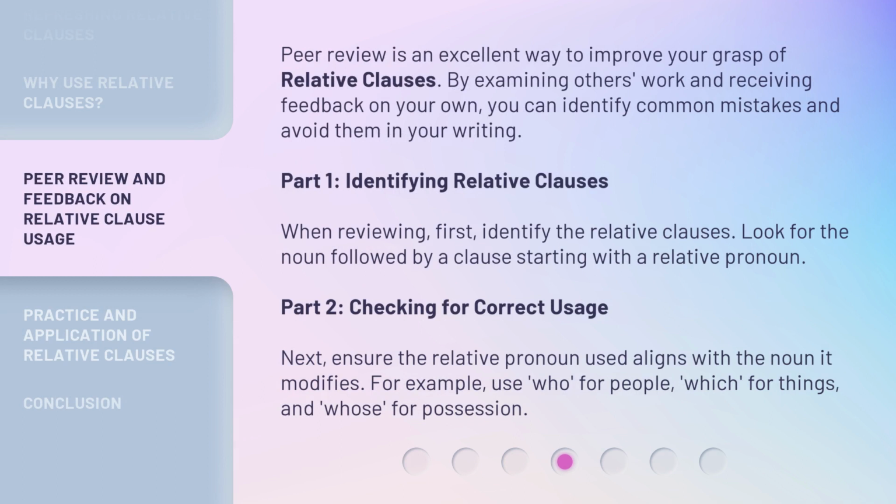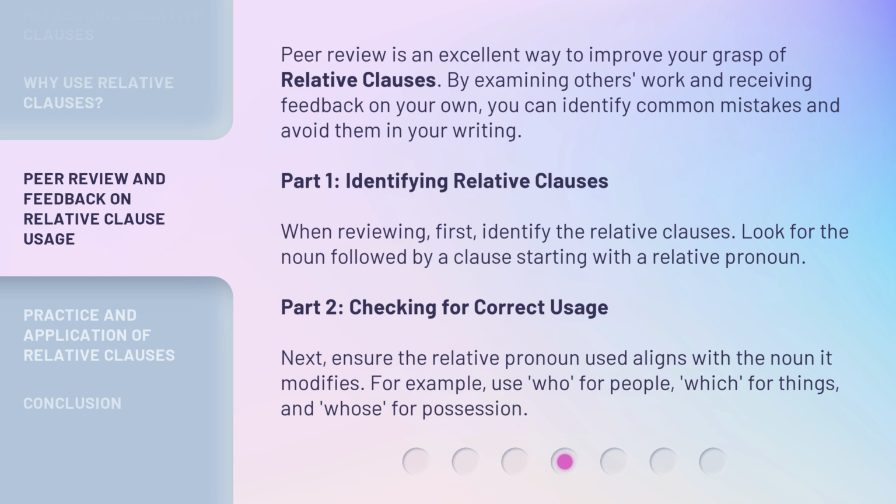Peer review is an excellent way to improve your grasp of relative clauses. By examining others' work and receiving feedback on your own, you can identify common mistakes and avoid them in your writing. Part 1. Identifying relative clauses.